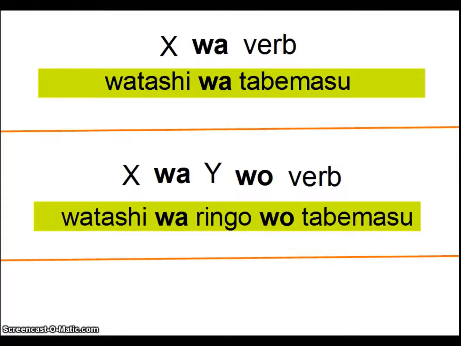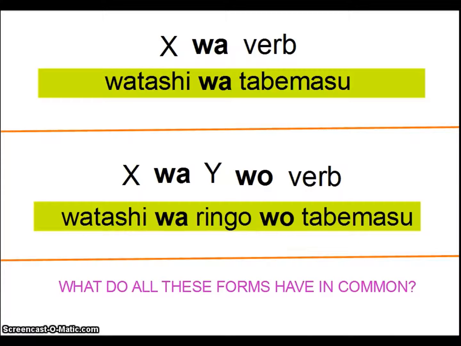This is the structure that we tried to really drill home for a while now, and I'm still seeing a lot of difficulty with it. It's really important that we understand when to use what forms. So let me ask this question. What do all of these have in common?